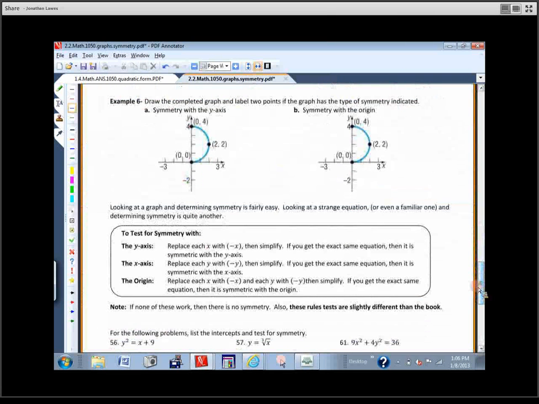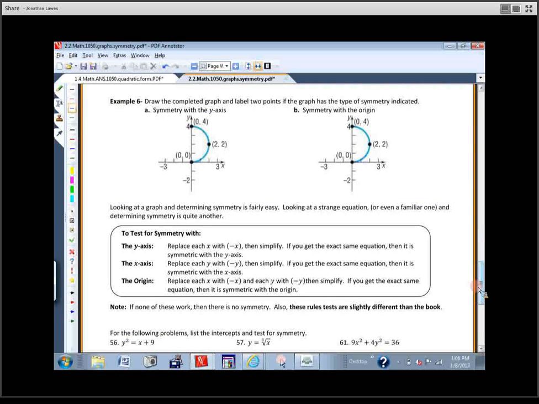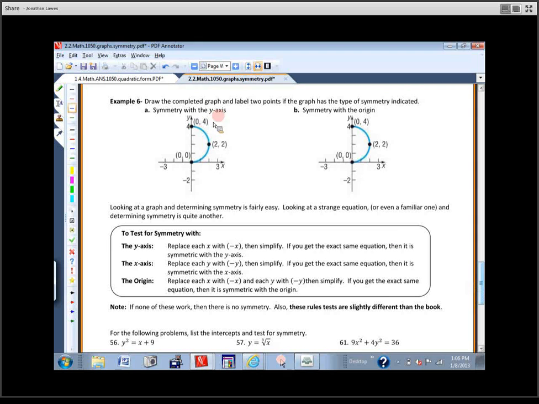You also have a few problems that give you a picture and then they say, hey, complete the rest of this graph if it were symmetric with whatever it happens to be. In this particular case, it says complete it if it's symmetric with the y-axis. Well, the y-axis is right here, so we'd fold it along that line. And if it were symmetric with... Okay, would you do part B, please?